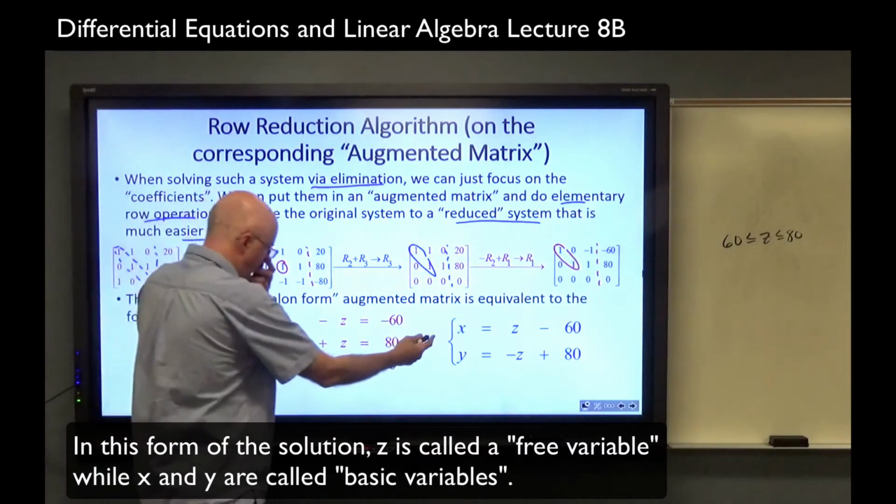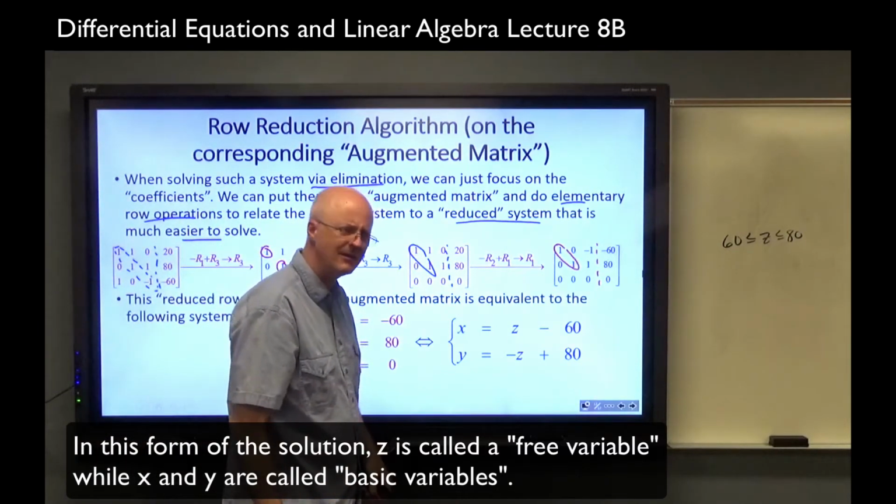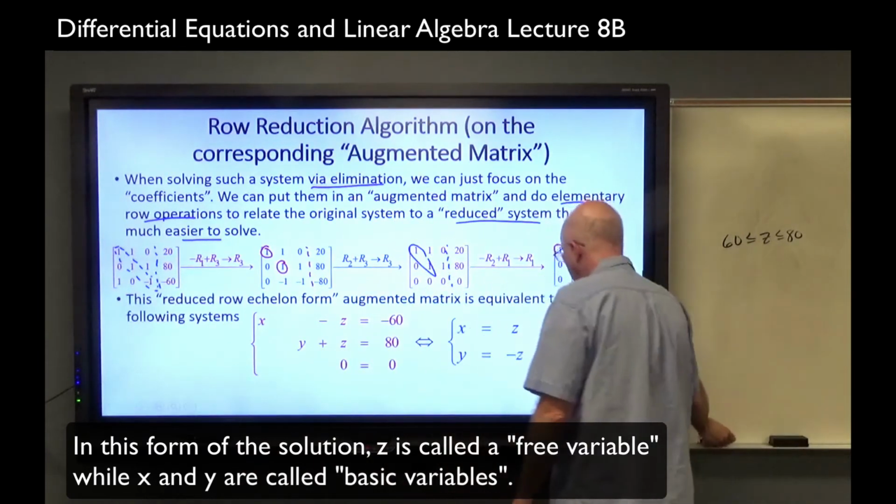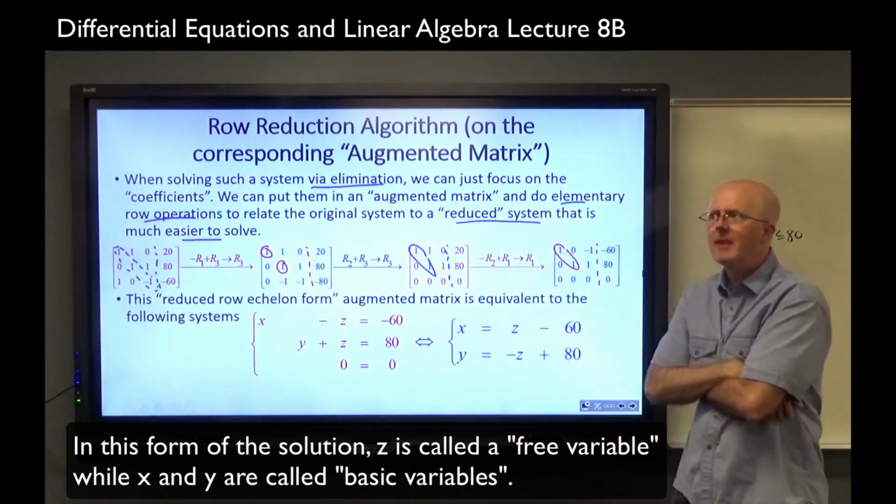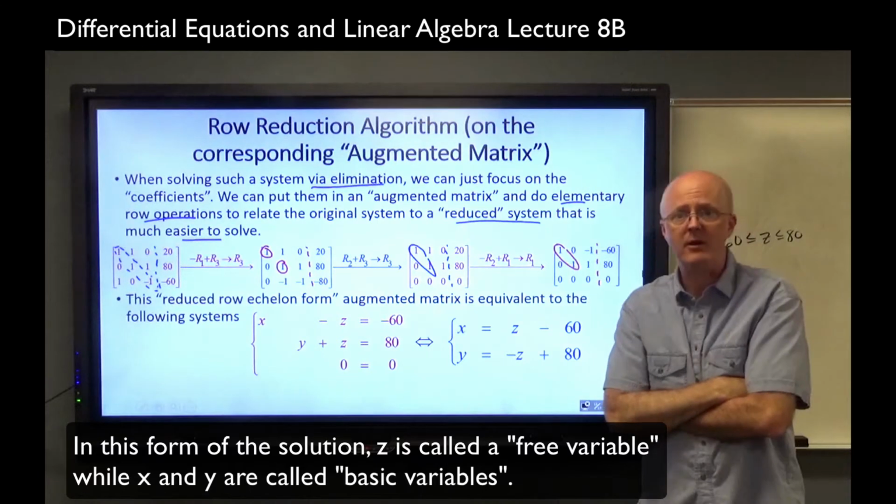This kind of system of equations should kind of feel familiar. I mean, what if I used a t instead of a z? What would that be? That would be a system of parametric equations.